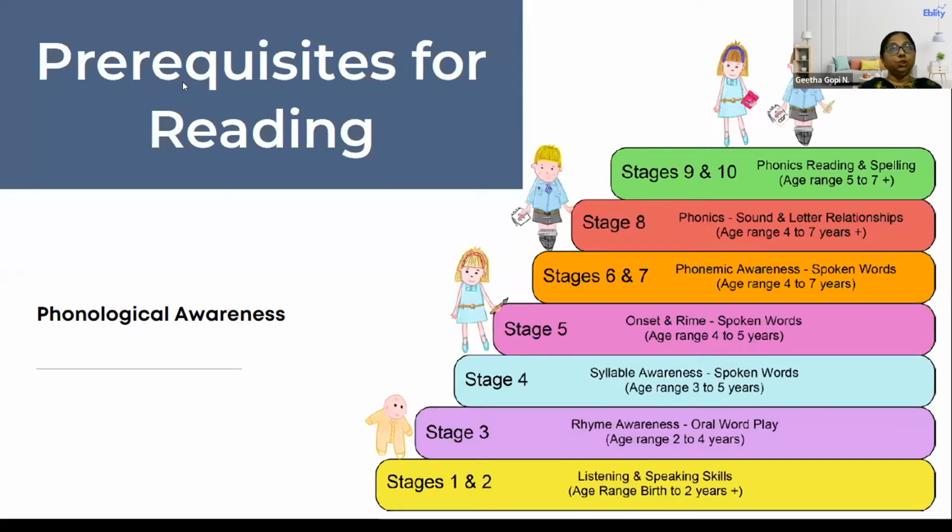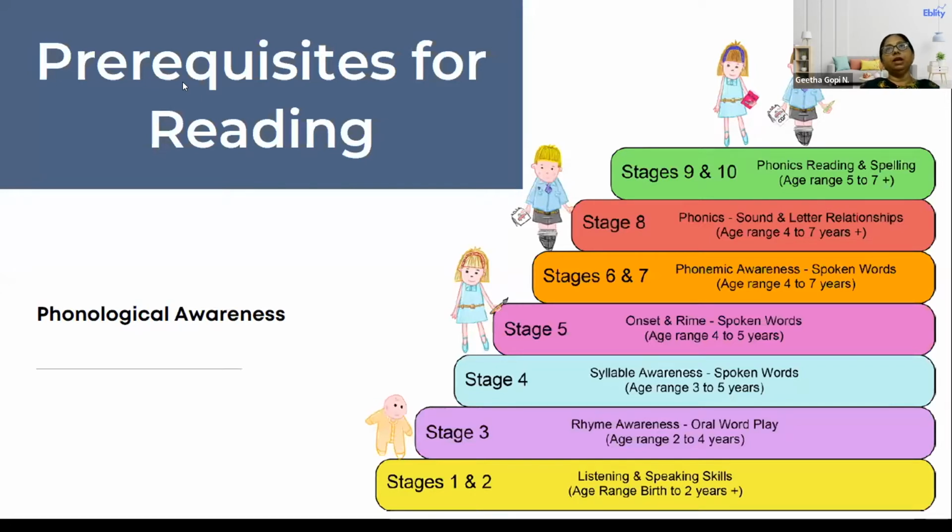If you look at the visual that is provided, there are almost 10 stages, where there is a lot of overlap between these stages, but still 10 stages of phonological awareness. It starts off in the early years, from birth to 2 years, with listening and speaking skills. A lot of the spoken language, the receptive and expressive language, is developed. As they move further up, from age range 2 to 4 years, more of oral word play comes in.